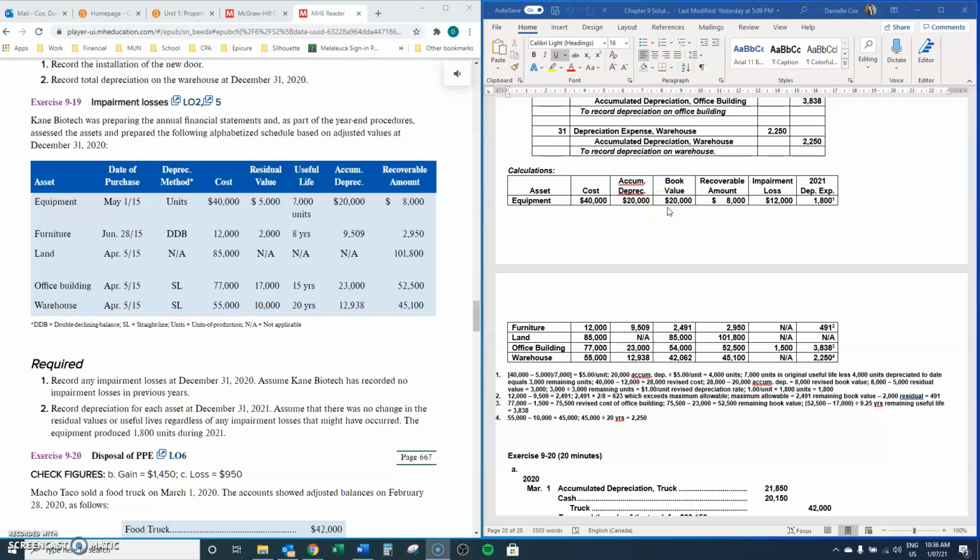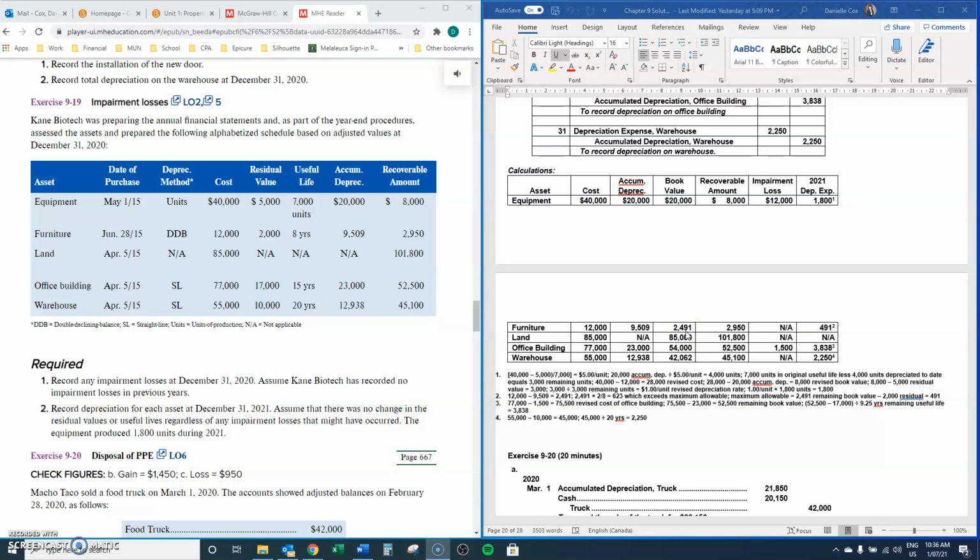For equipment, the book value is 20. The recoverable amount is 8,000. So our book value is higher than the amount that we can get for the actual equipment. Therefore, we need to write it down to the 8,000. So we're going to record an impairment loss. The impairment loss is the difference between the two values.